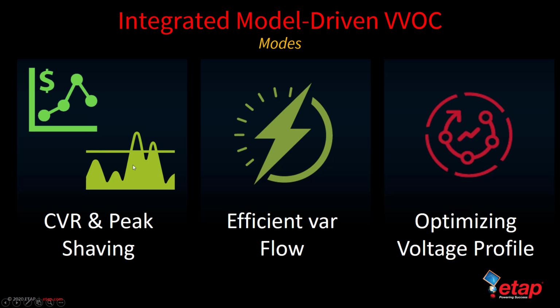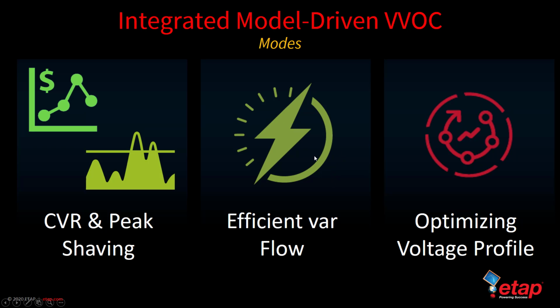CVR allows us to maintain the minimum regulatory voltage limit in the system. The voltage is defined as a target, and ETAP ensures that the minimum voltage limit in the system is maintained and honored. Peak shaving involves reduction of system capacity. So as the system capacity needs reduce, the power generation need reduces at the same time.